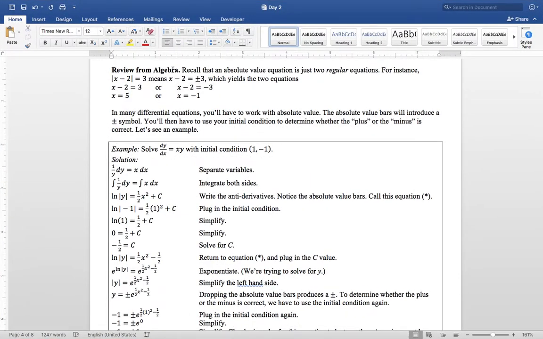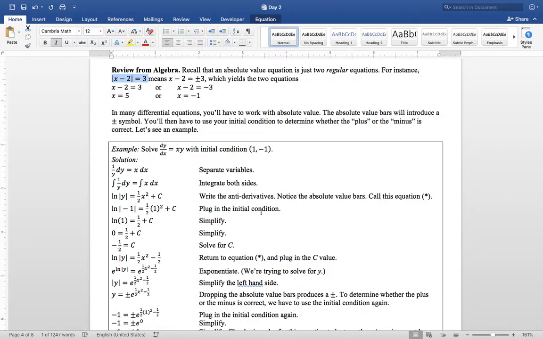Recall that the absolute value equation is really just two regular equations, right? If you see this equation, absolute value of x minus 2 equals 3, that really means that x minus 2 is equal to positive or negative 3. So this absolute value equation yields two regular equations: x minus 2 equals positive 3, x minus 2 equals negative 3. And then you just solve each one of those equations separately and you get your two solutions.